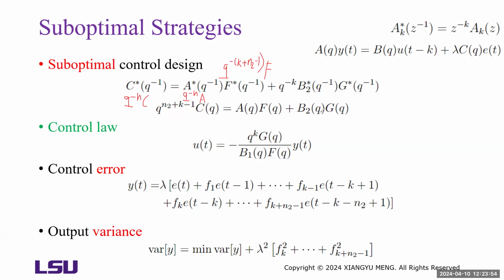Then B2 is a polynomial of degree N2. Therefore we have q^(-N2) times B2. Then G is still a polynomial of order n minus 1. So therefore, G star will be q^(-(n-1)) times G.